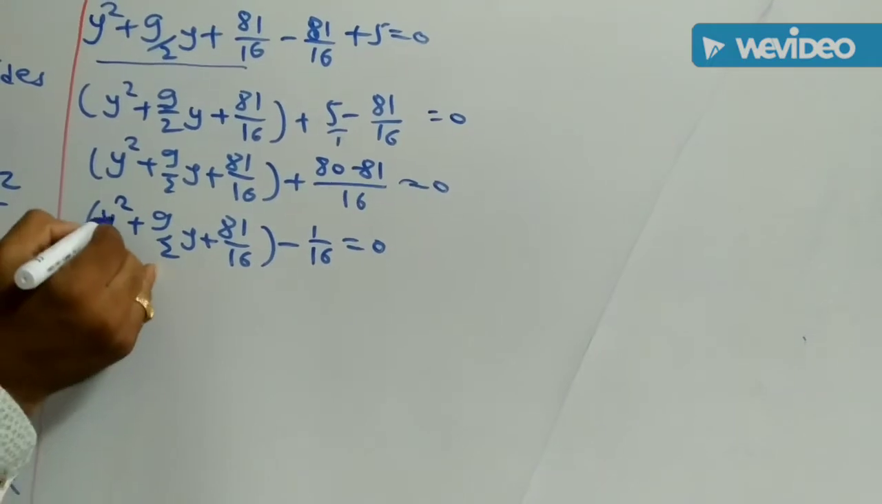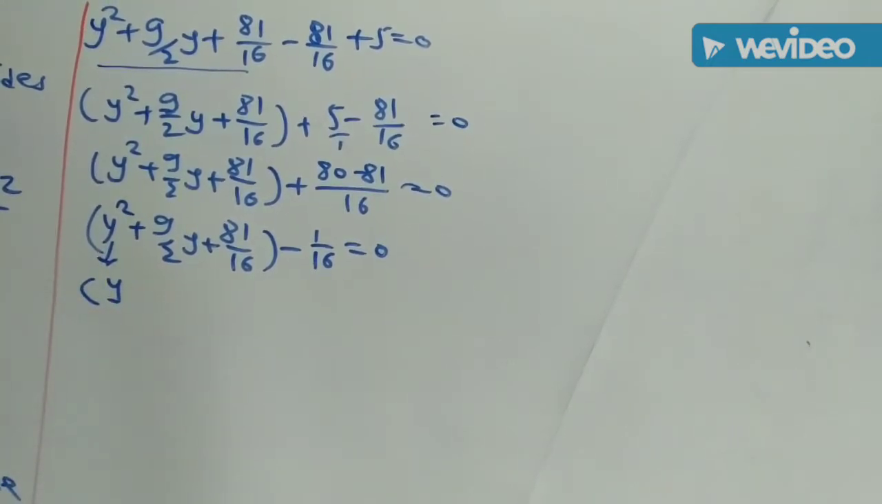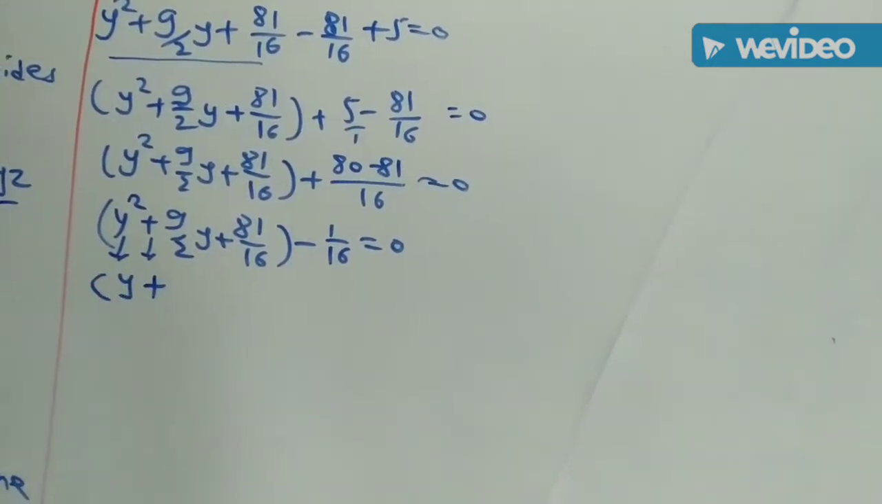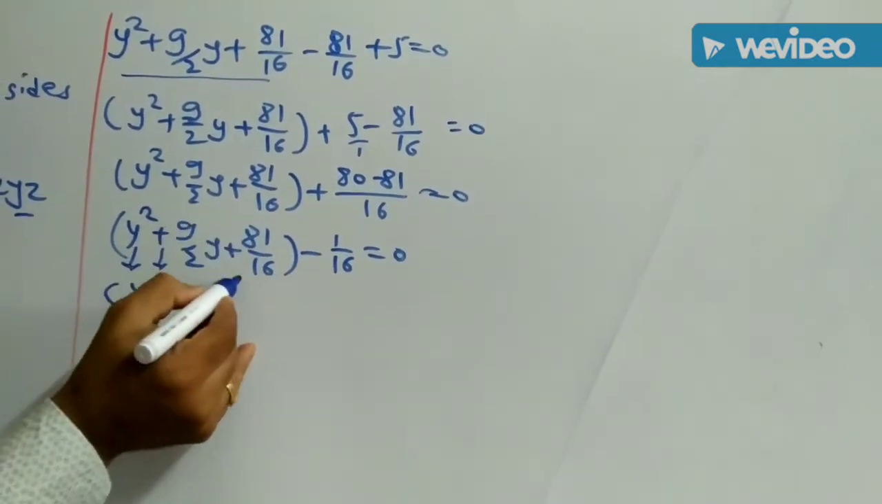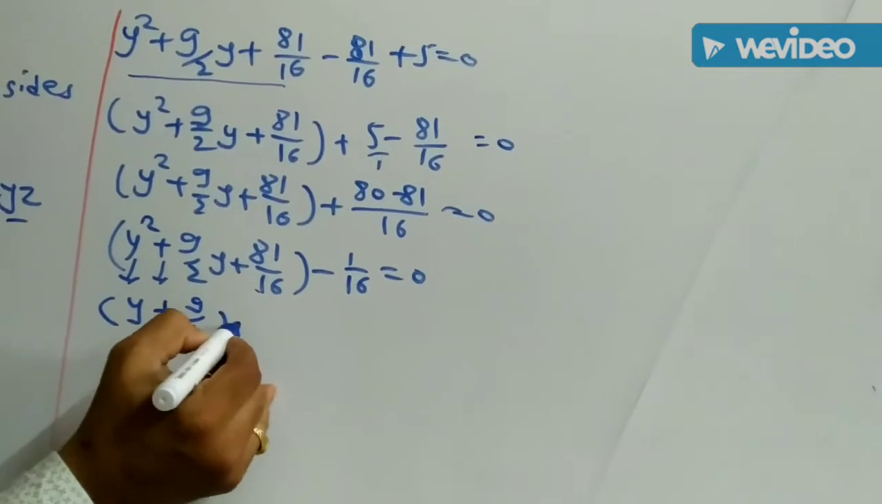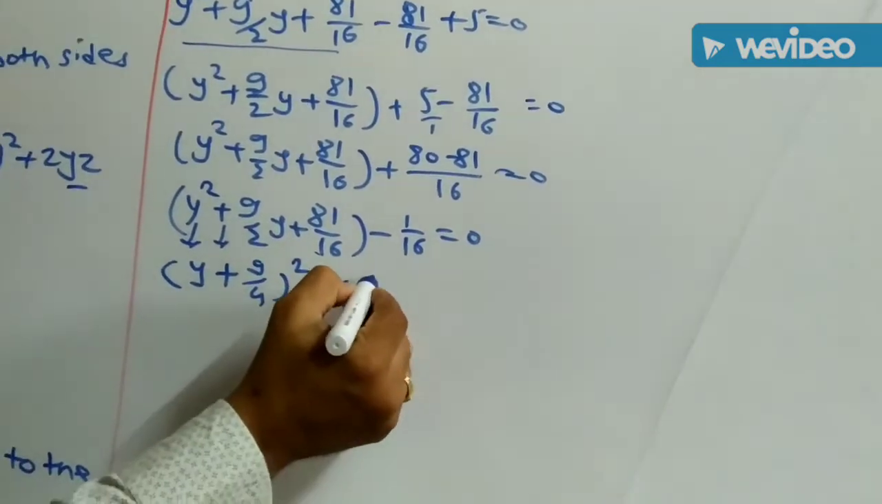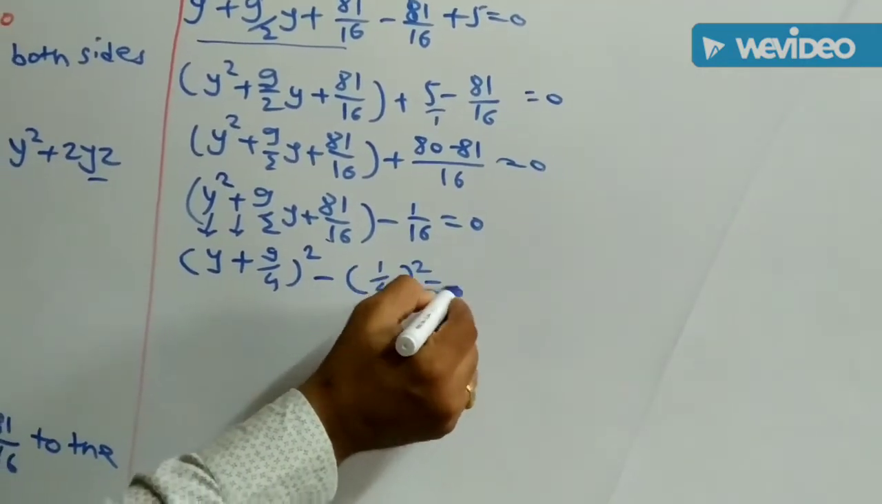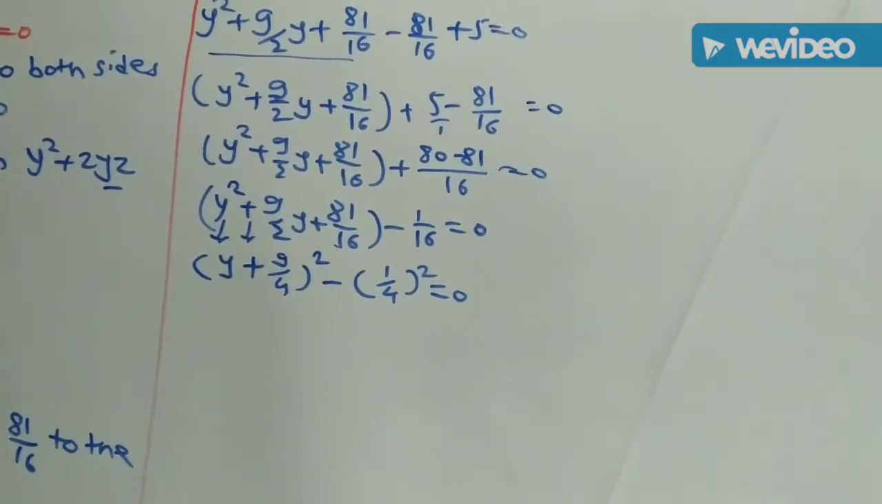Now the square root of y square is y, the sign of the middle term is plus, and the square root of the third term, 81 upon 16, is 9 upon 4. So bracket square, minus 1 upon 16, which is the square of 1 upon 4, is equal to 0.